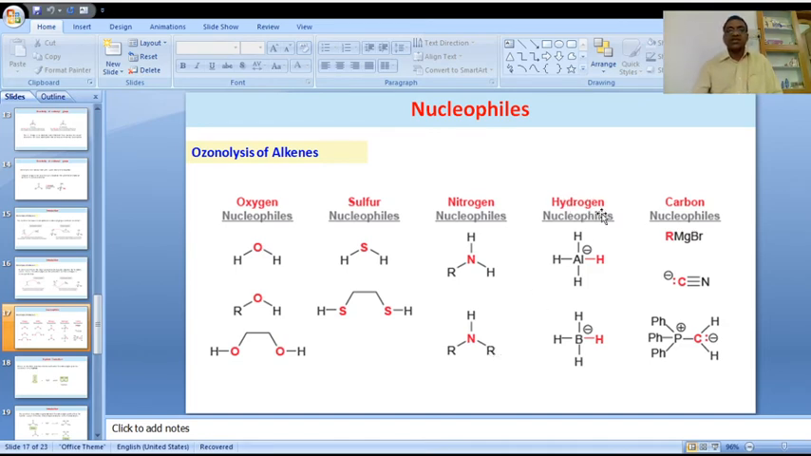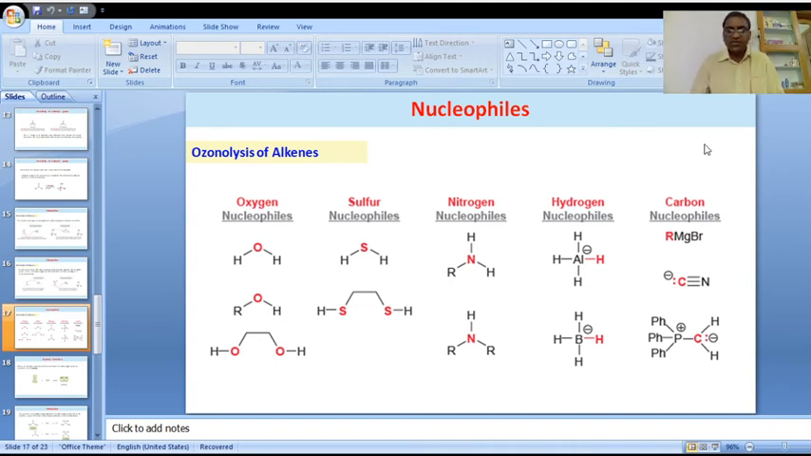Next, hydrogen nucleophile. The very good example is AlH4 minus, aluminum tetrahydride ion. Next, BH4 minus, boron tetrahydride ion. These two are hydrogen nucleophiles, very good examples. Now let us go to carbon nucleophiles.